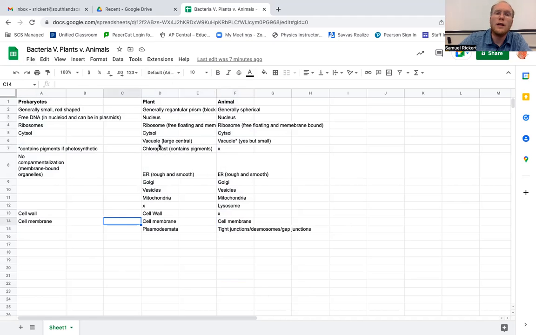For example, let's do an easy one. Plant cells are able to do photosynthesis because they have a chloroplast. Animal cells are not able to do photosynthesis because they lack a chloroplast. That is a fundamental difference in plant and animal cells that leads to them having completely different functions. Plants being autotrophic, animals being heterotrophic.